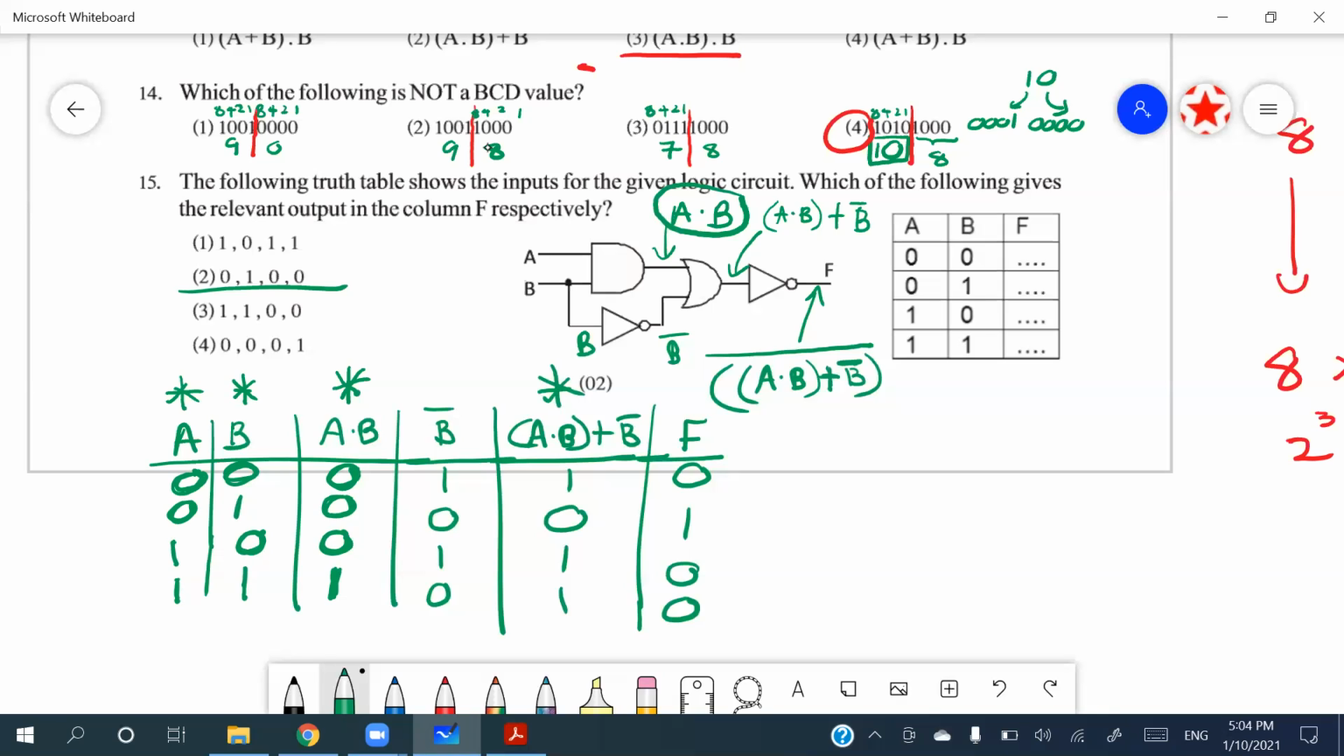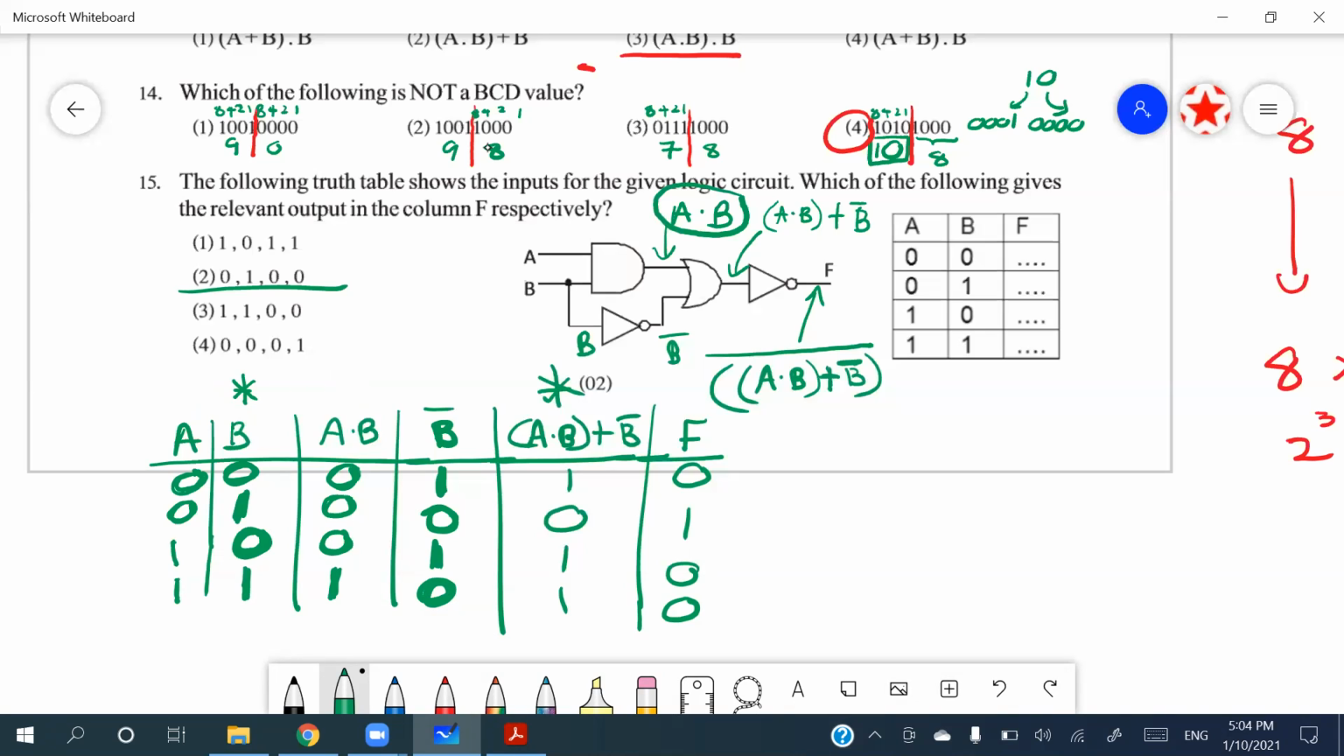Yes, sir. Then you are going to take B bar from what? From this particular column, from the B column. So if B is 0, B bar is going to be 1. If B is 1, B bar is going to be 0. If B is 0, B bar is going to be 1. If B is 1 again, B bar is going to be 0. Clear?